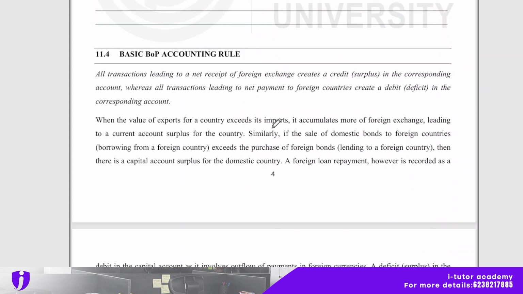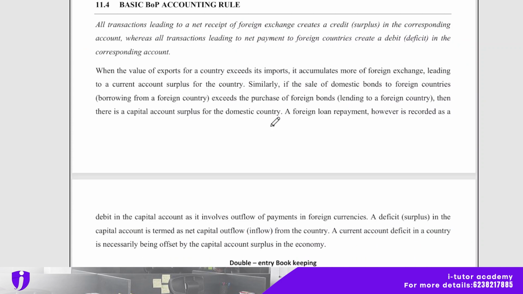And next is the basic BOP accounting rules. What are the basic accounting rules? All transactions leading to a net receipt of foreign exchange create a credit, that is surplus, in the corresponding account. All of you know credit, debit, everything, right?